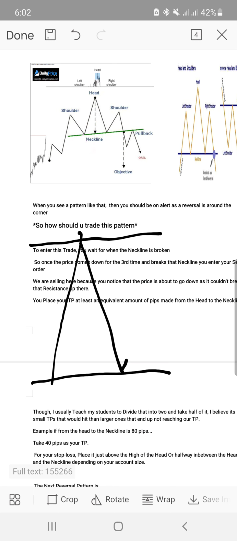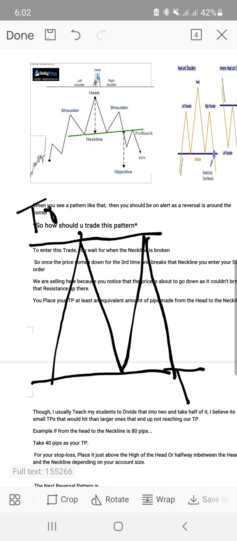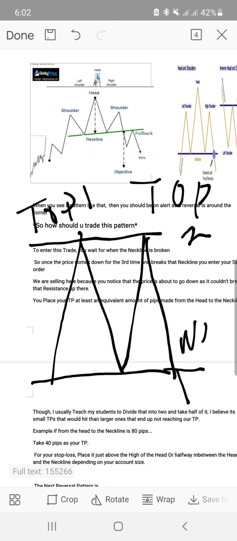Price now comes back again, goes back to that same resistance that I couldn't break initially and still can't break it. Then comes down again and finally breaks our neckline. Now what this means is that this is our double top. This is top 1, and this is top 2, making a double top, right? And this is our neckline.